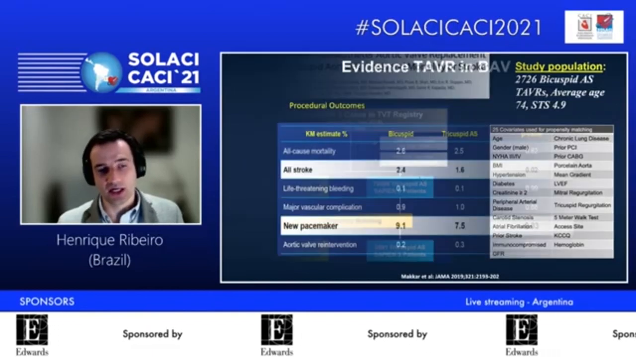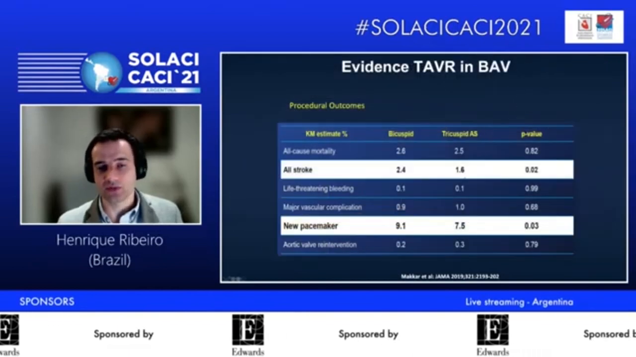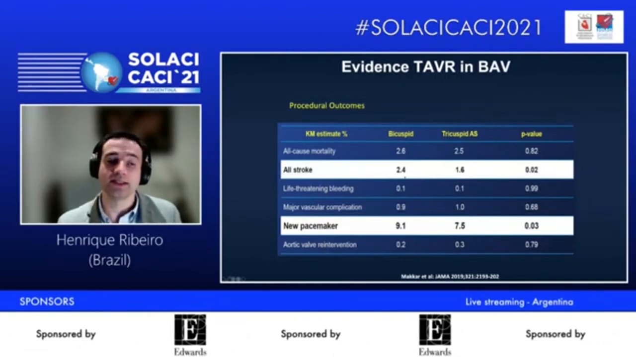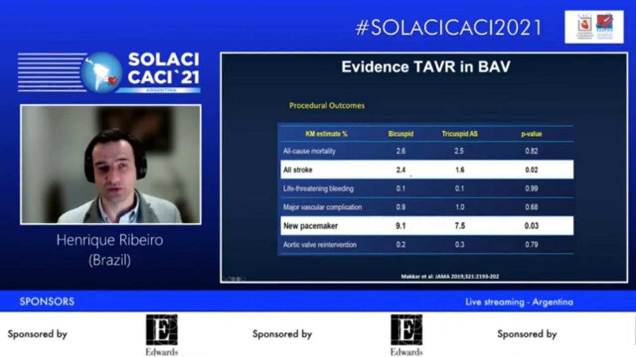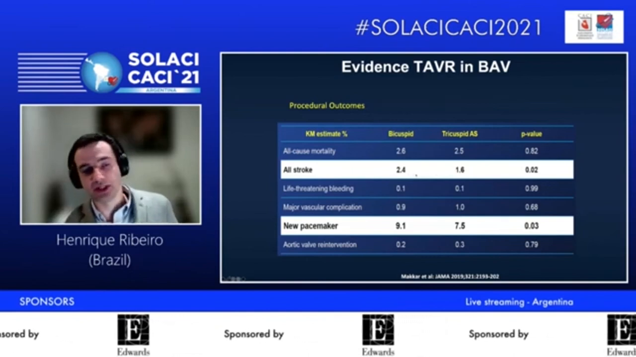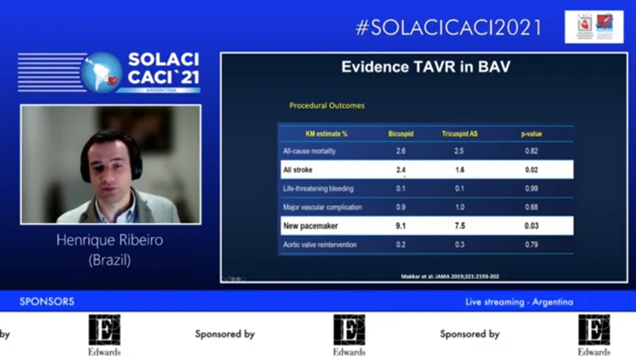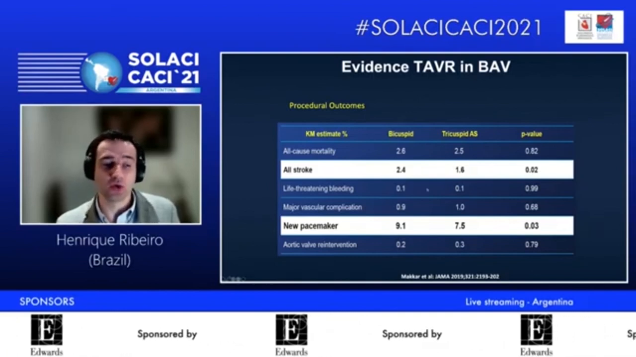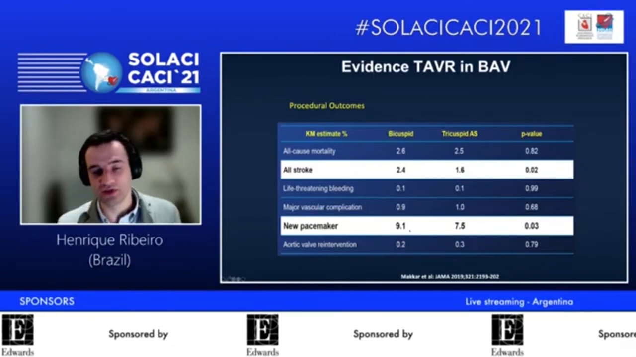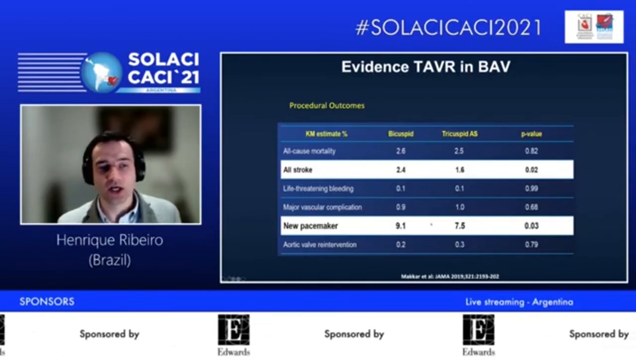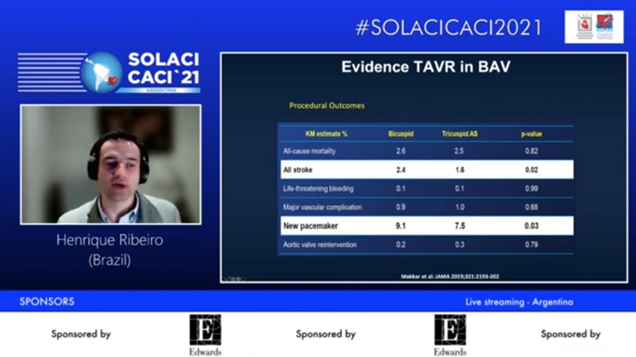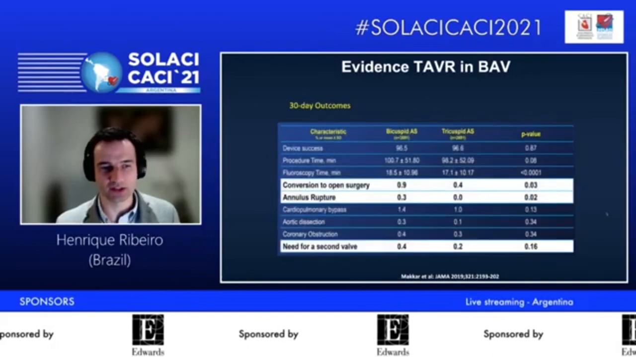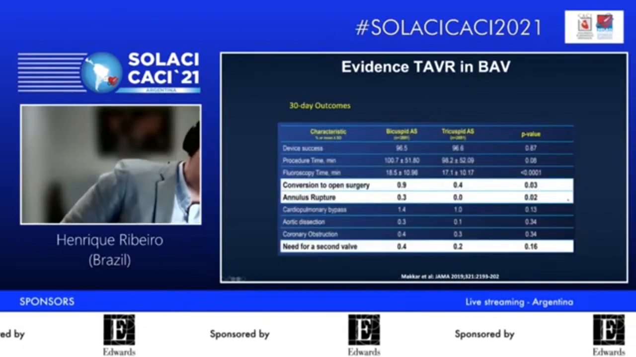And it's very important to see in this publication, these are really the best results we had seen until that time, in 2019, in the TAVR field treating bicuspid patients. The rate of stroke was very small, a little bit higher as compared to the tricuspid but low, and pacemaker rates were within the single digit range, with very low mortality rates and other complications such as bleeding and major vascular complications.